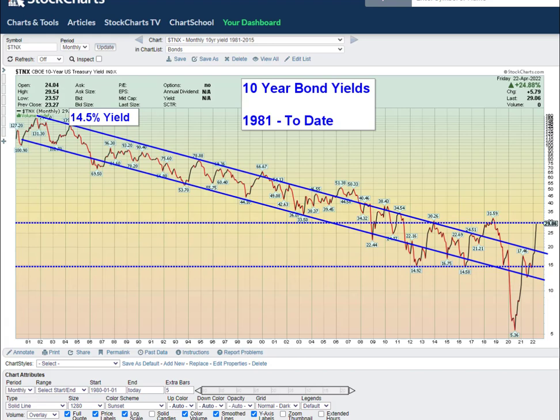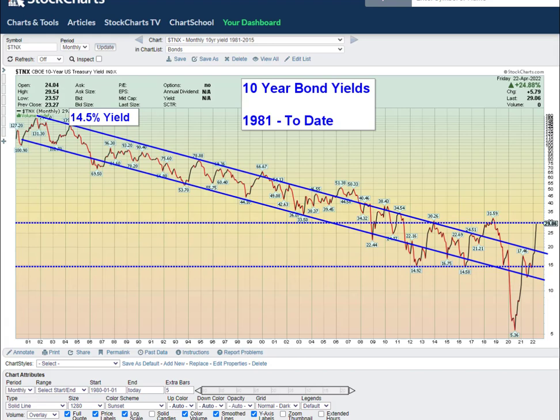What I want to do today is do a quick macro review of where we're at, go over the market internals, go over the indexes, and then take a look at the individual SPDR sectors. We've got a huge week of earnings coming up. We've got quite a number of the mega cap tech names.